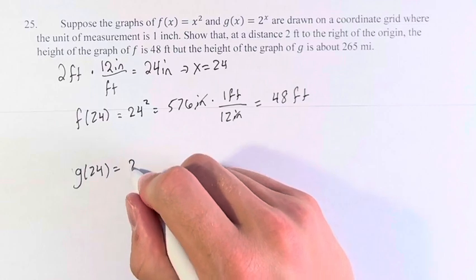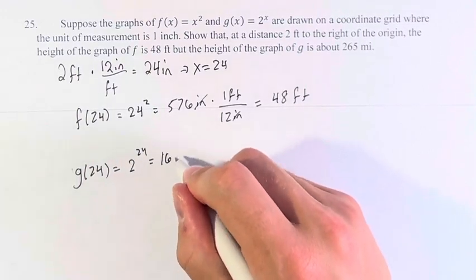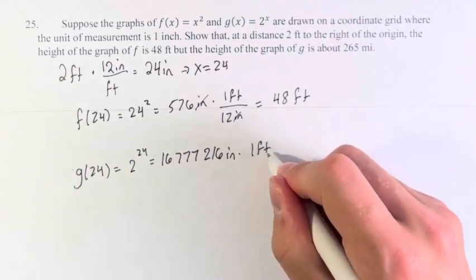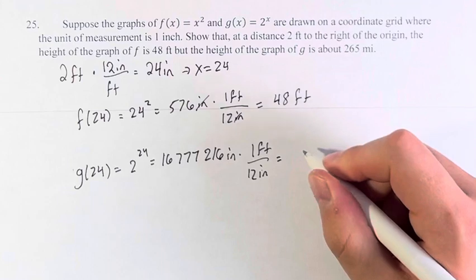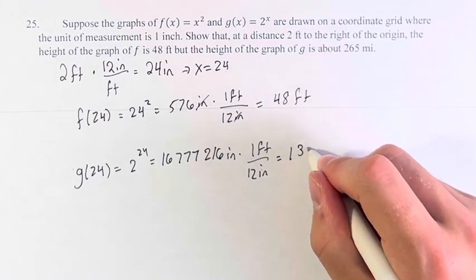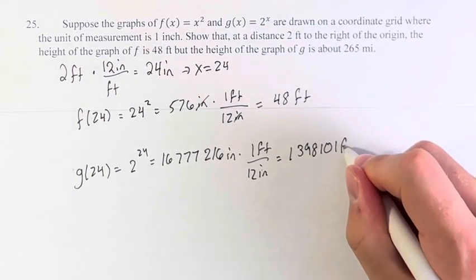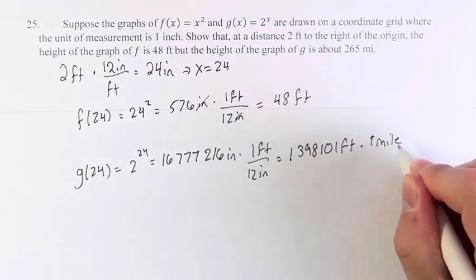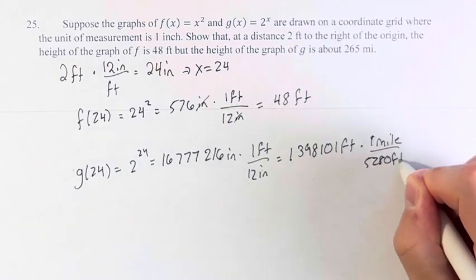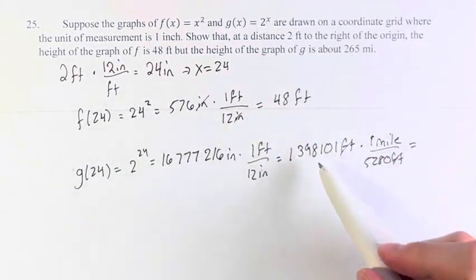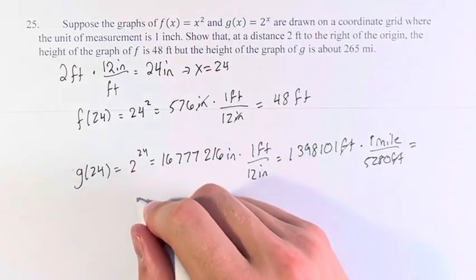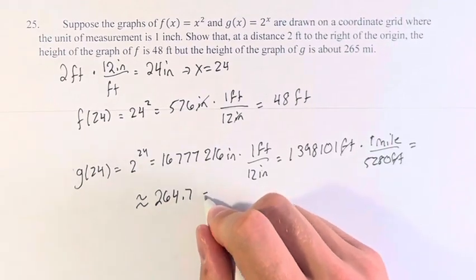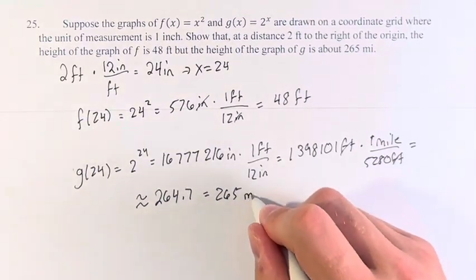For g of 24, it's 2 to the 24. This is 16,777,216 inches, which at the same conversion rate is roughly 1,398,101 feet. At a rate of 1 mile being 5,280 feet, this number divided by 5,280 is roughly 264.7, which the book rounds to 265 miles.